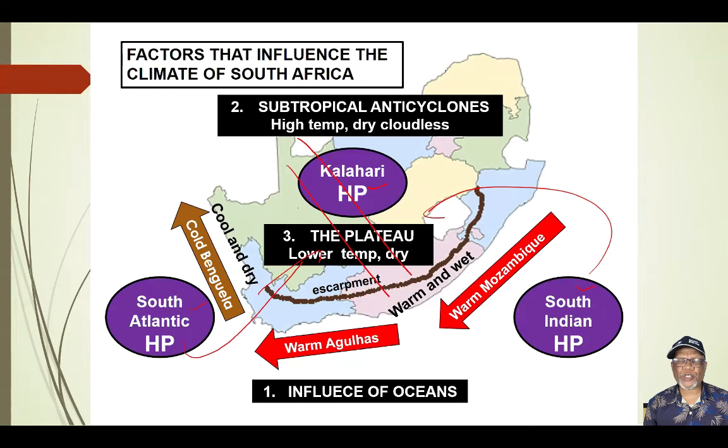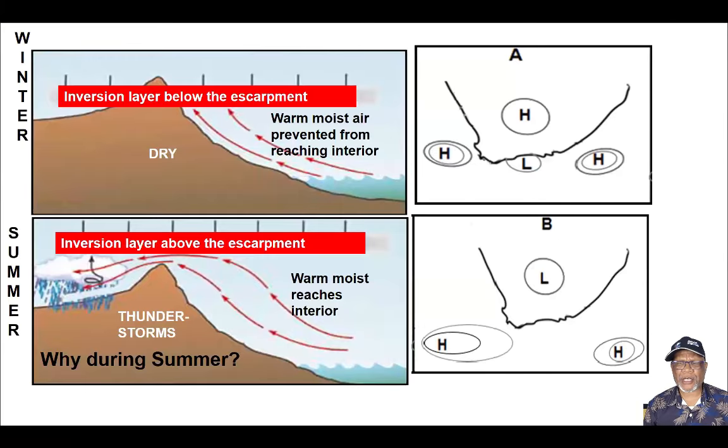And the Kalahari is dominant in the interior during winter. And during summer, it rises higher in the atmosphere. So these are two diagrams that indicate different seasons. So look at the inversion layer here. The inversion layer is below the escarpment. Why is the inversion layer below the escarpment? Because the Kalahari high pressure is dominating the interior. So this diagram and this diagram are related. This is a typical winter condition.